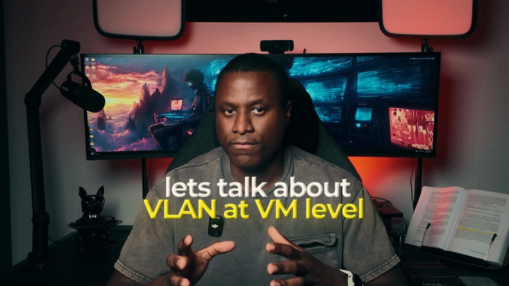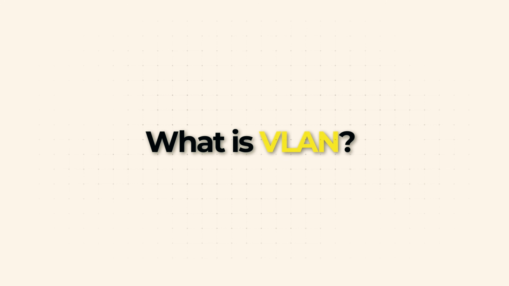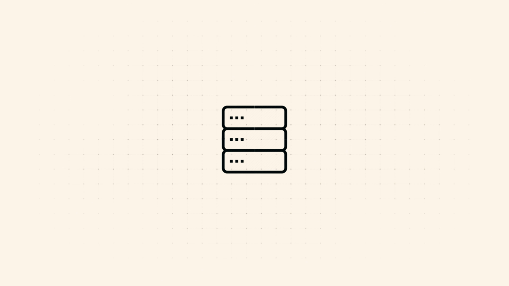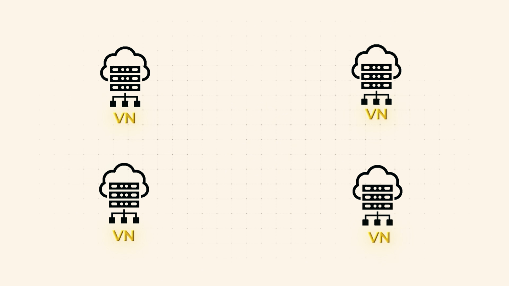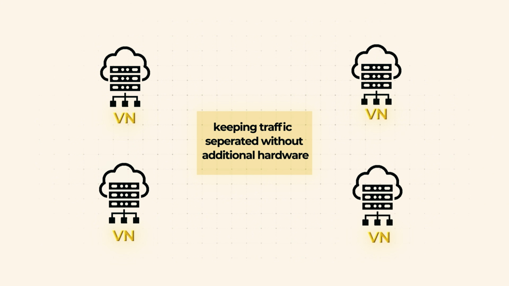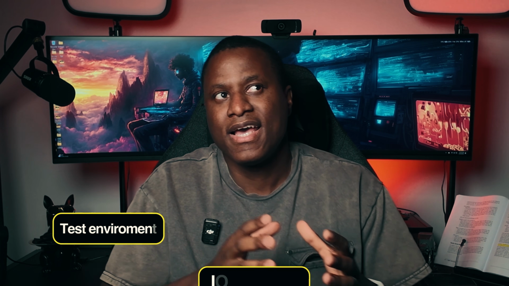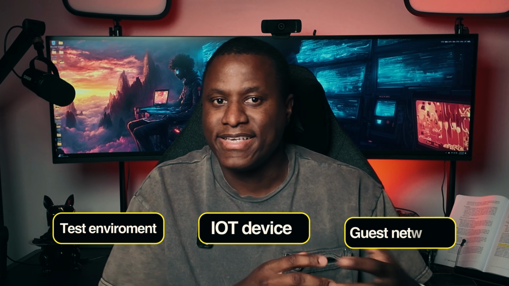Next, let's talk about VLAN at the VM level. So VLAN basically just lets you split one physical network into multiple virtual networks, keeping traffic separated without additional hardware. So it's basically perfect for isolating test environments, IoT devices, and guest networks. So let's go ahead and take a look at that.